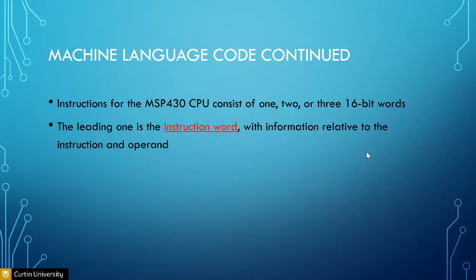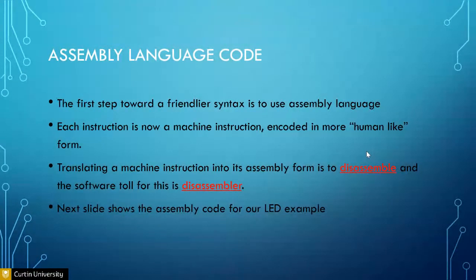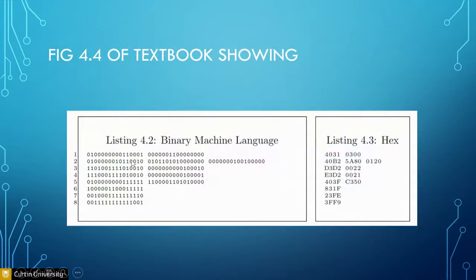Instructions for the MSP consist of 1, 2, or 3 16-bit words. In short, the instructions consist of different lengths of words. It could be a byte, it could be a word. We're going to look into this, don't worry. The first step towards a friendlier syntax is to use assembly language. So from binary, we want one step that is more friendly to use, that is assembly language. If we just read this binary code, like for example this one, you'll never be able to make sense of it.